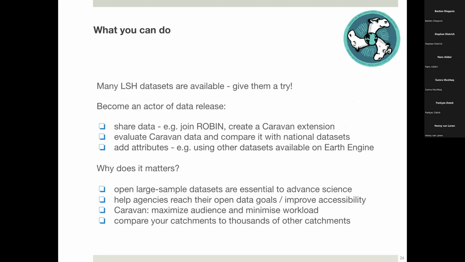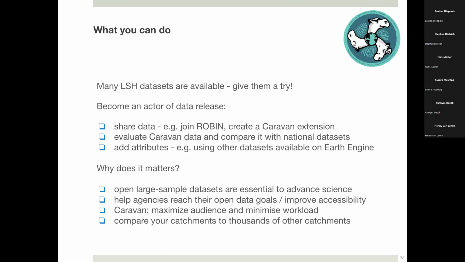And you might ask, well, why does it matter? Well, really, open large sample data sets are completely essential to advance hydrological science. They're really important for us to better understand hydrological processes, to better identify the impacts of climate change on flow, to produce better models, and also to produce better forecasts. The more data is available in a region, the better the forecast for this region will be.